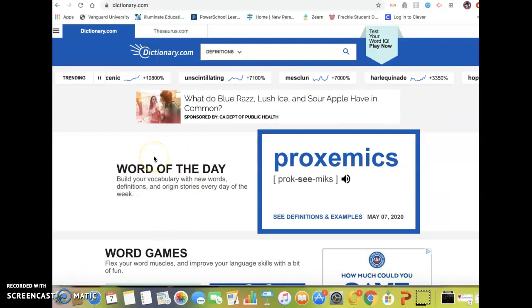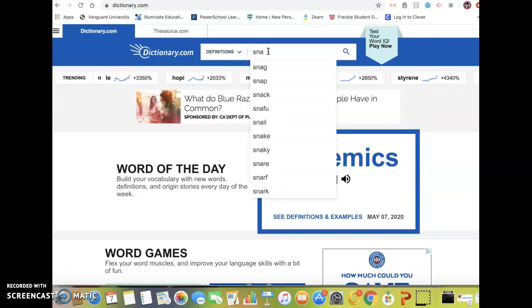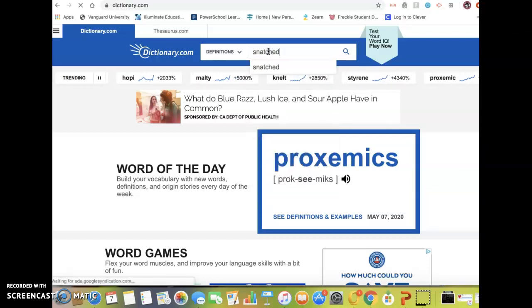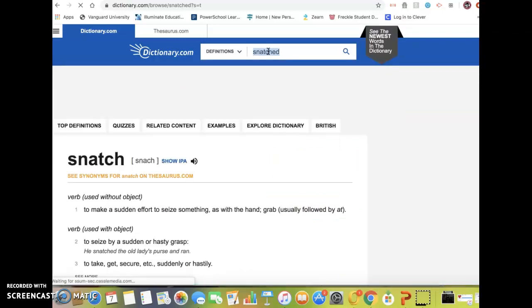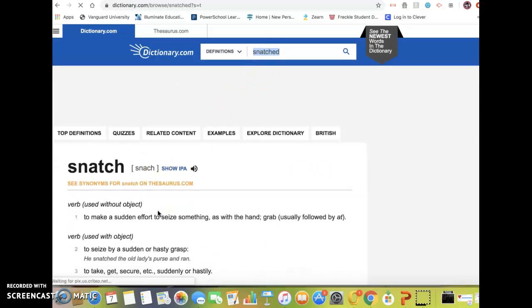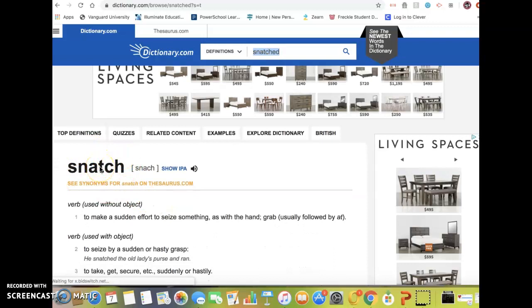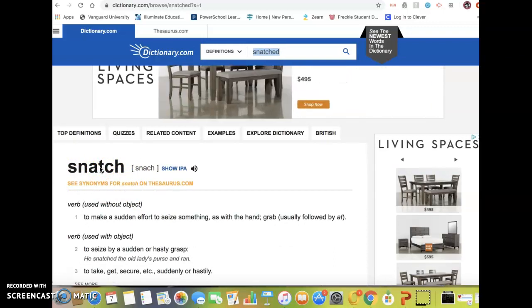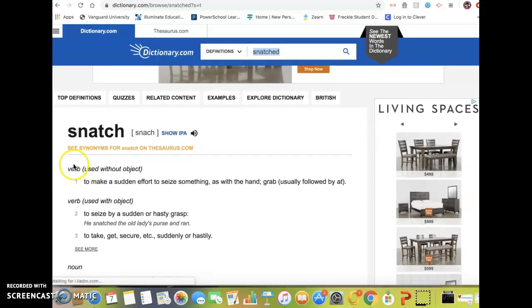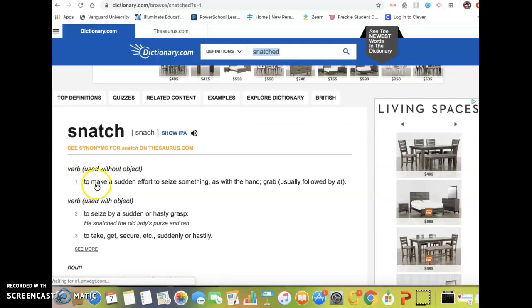All right, so here we are on dictionary.com, and like I said, we're looking for the denotation of each word. So I'm going to type in snatched, and the definition will pop up. So here's the word snatch. Adding an ed just means it's past tense. It happened in the past. It's a verb. And let's look at the definition.